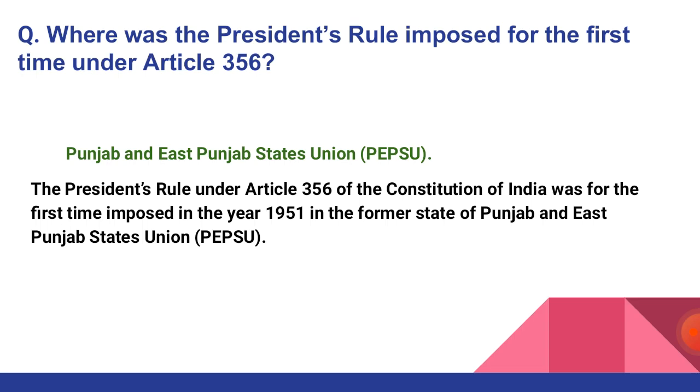Here the next question is, where was the president's rule imposed for the first time under Article 356? Here the correct answer is Punjab and East Punjab States Union. The president's rule under Article 356 of the Constitution of India was for the first time imposed in the year 1951 in the former state of Punjab and East Punjab States Union.